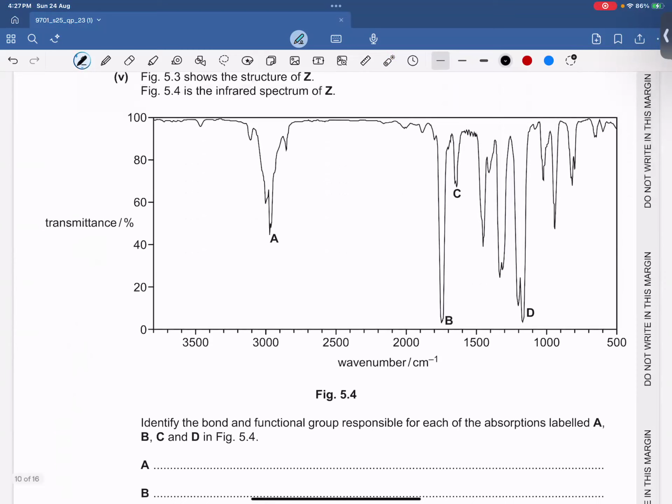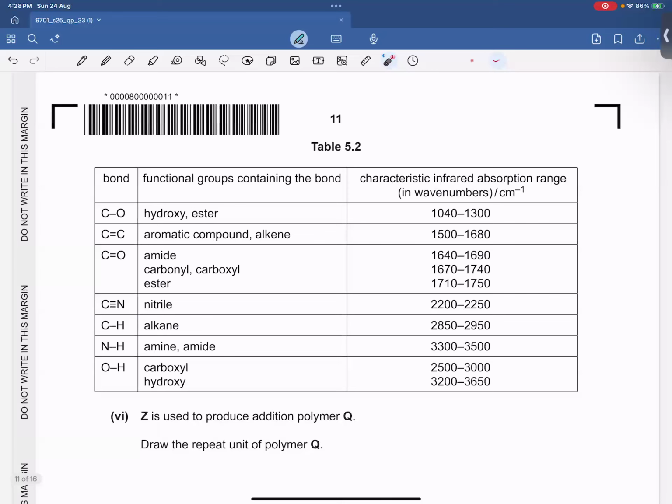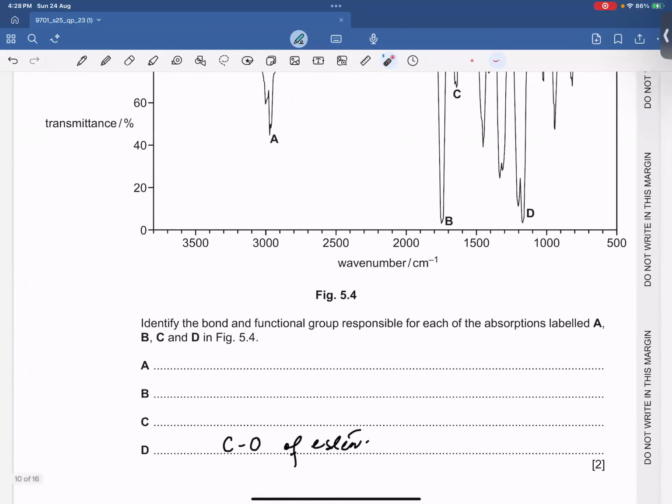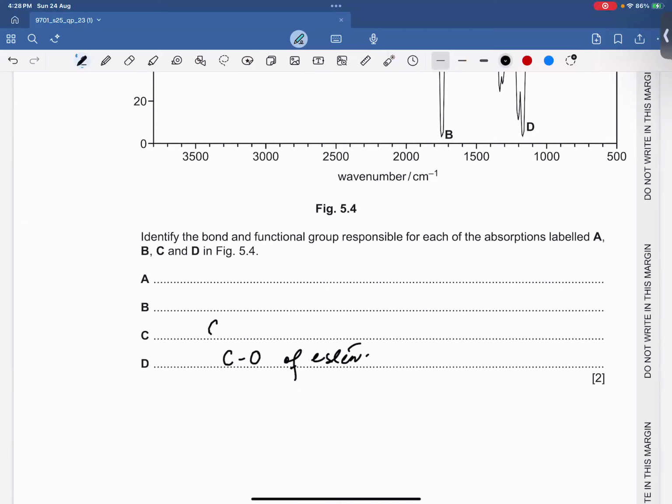How about C? C is 1680 centimeter inverse. 1680 centimeter inverse shows a double-bonded alkene. Okay. So C is a double-bonded alkene. So I need the bond and the functional group. So these are the bonds, these are the functional groups.